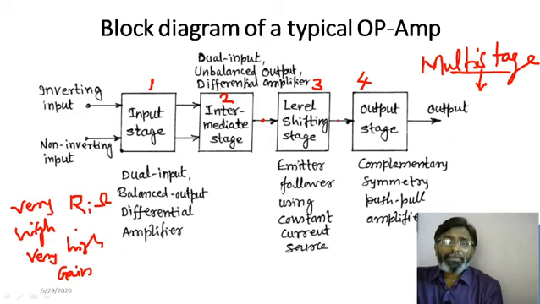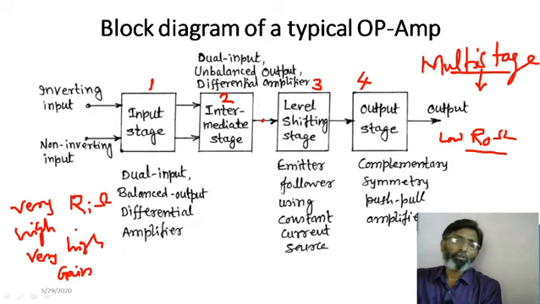Then, after shifting the level, instead of taking the output directly, we have the output stage. The purpose of this output stage is to provide low output resistance. It is a complementary symmetry push-pull amplifier. In this way we can have the output. So this is the block diagram of a typical op-amp.